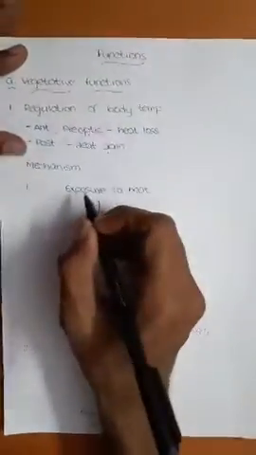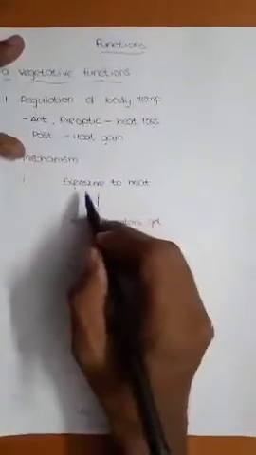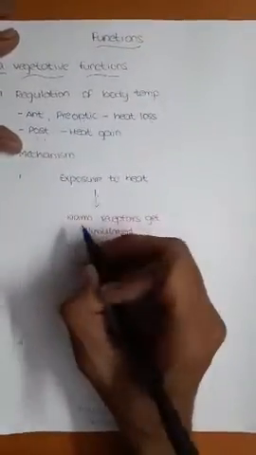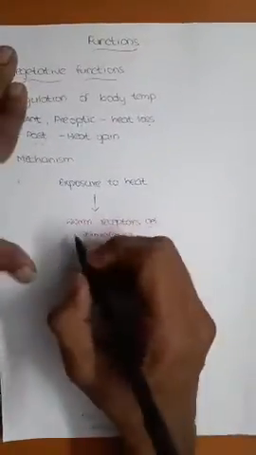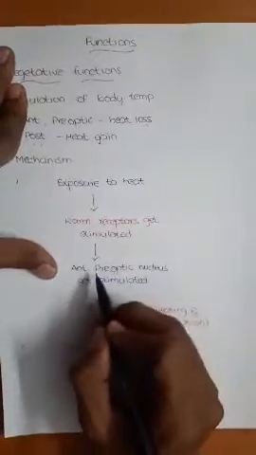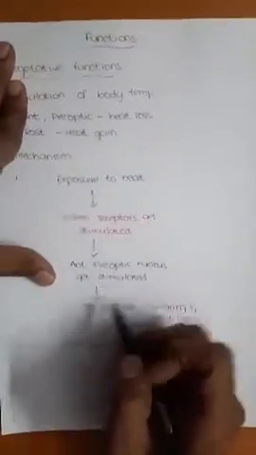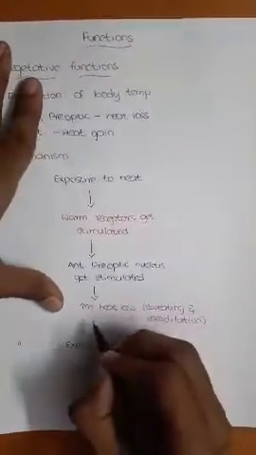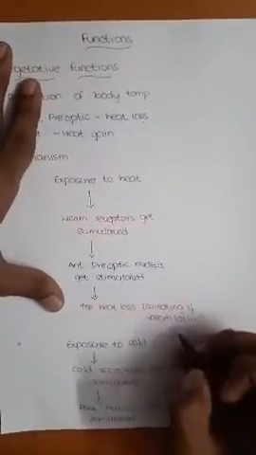Let us see the mechanism involved in this. Whenever a person is exposed to heat or hot climate, the receptors present in the skin and the deep tissues, such as warm receptors, get stimulated, and this in turn sends signals to the anterior preoptic nucleus, which gets stimulated and causes increase in heat loss by sweating and vasodilation.